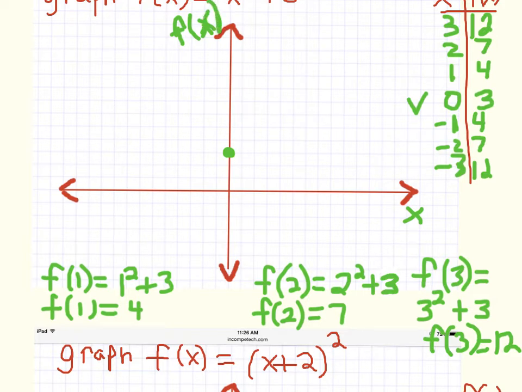And then I've got 1, 4, and negative 1, 4, and 2, 7, and negative 2, 7, and then 3, 12, and negative 3, 12. And that's going to be right over here. Let me move this a little bit. Make that a little smaller because my point's going to be right there. So I'll make that just a little bit smaller.